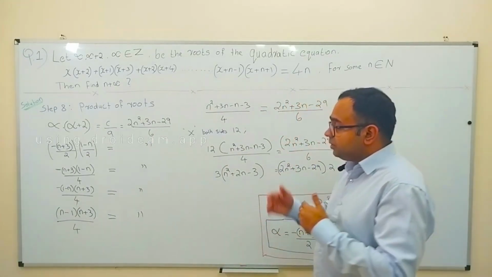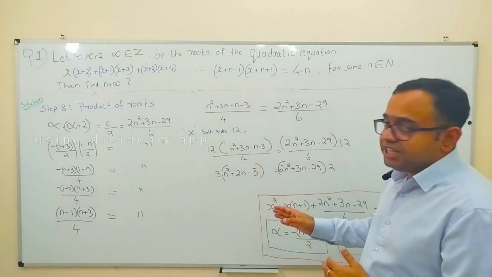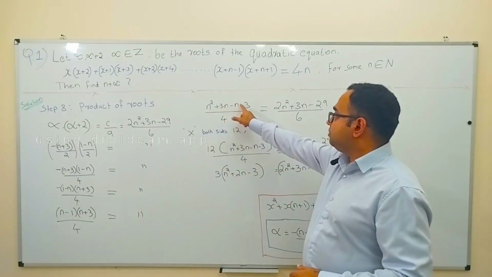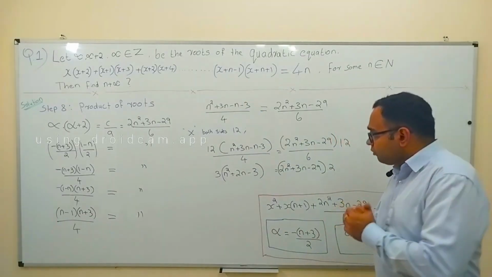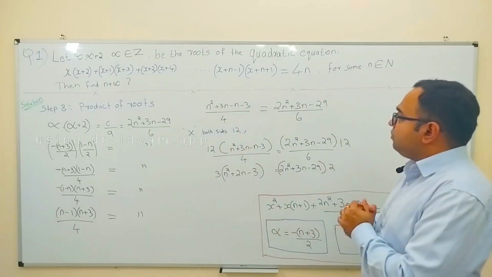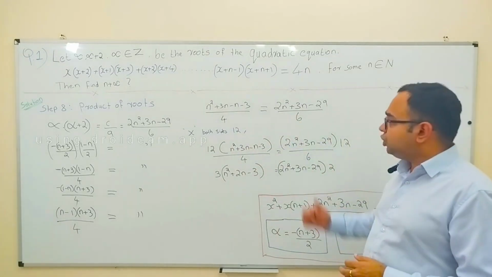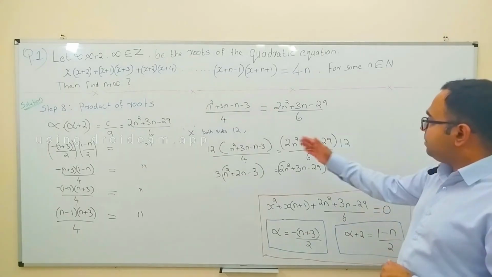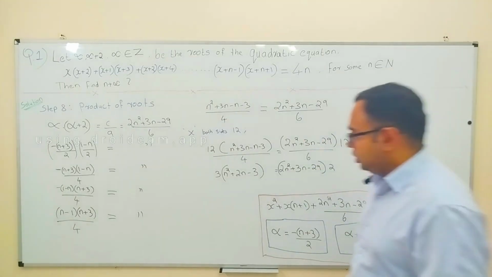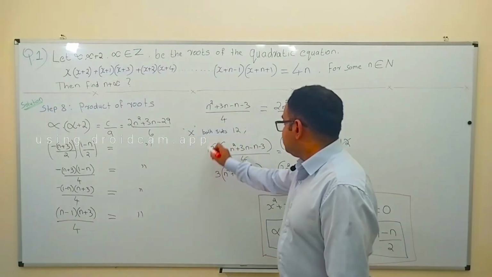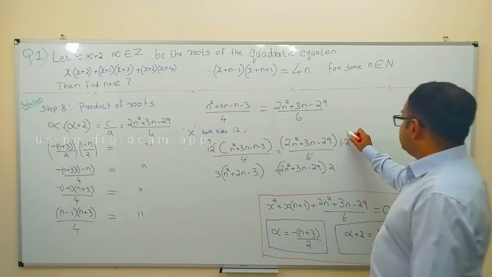So just open the bracket by multiplying each term. We got the equation (n square plus 2n minus 3) divided by 4. Equate this to the right hand side. Now we need to eliminate the denominator. The least common multiple is 12, so multiply both sides by 12. Here 4 cancels, 6 cancels, 12 cancels, and it will be 3 here and 2 here.